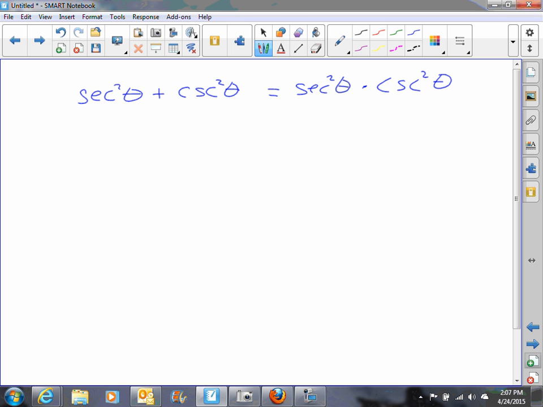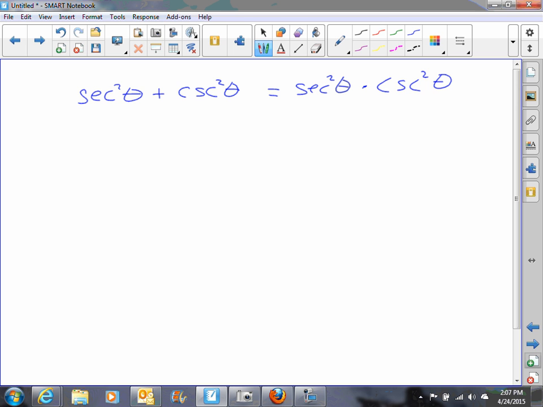Now, when I first saw this, I thought, well, that's so cool. No matter what theta is, if you square the secant and cosecant and add them together, you get the same thing that you get when you square them and then multiply them together. So this is an identity that when I first saw it, I thought that was just really so cool. So let's verify this one.